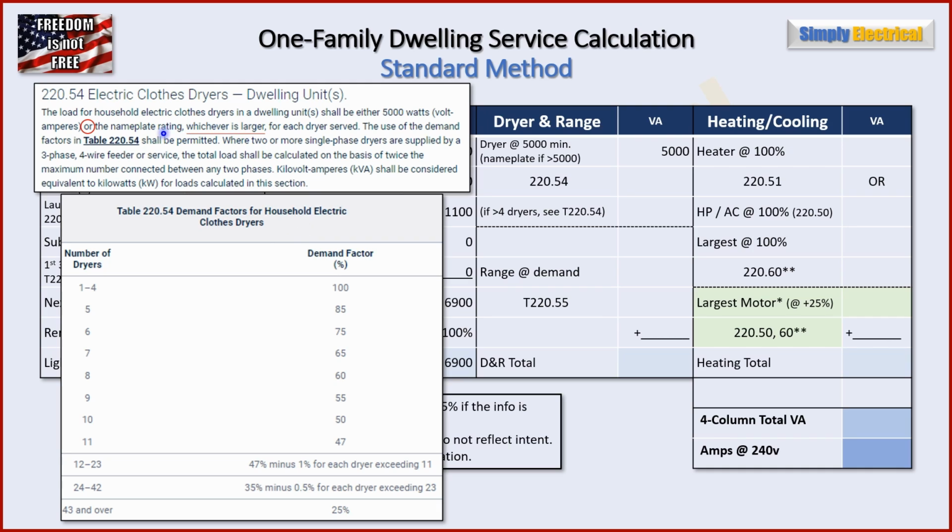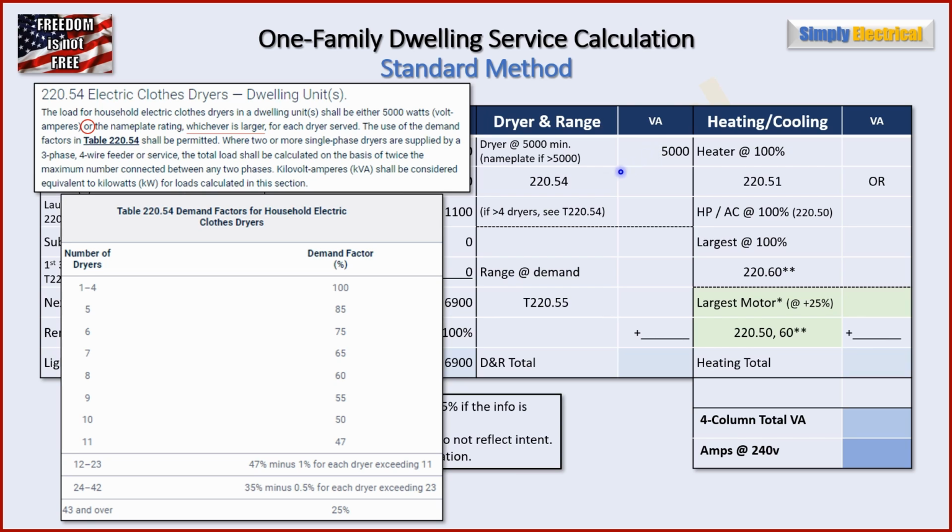Now the first thing it told us was you take either 5,000 watts or the nameplate rating, whichever is larger. So if you have a dryer that's 5,000 or less, you just take 5,000. Even if it's like a 2,000 watt dryer, a really tiny one, you still have to figure in 5,000. However, if you have a 5,500 watt dryer nameplate rating, you've got to put 5,500.